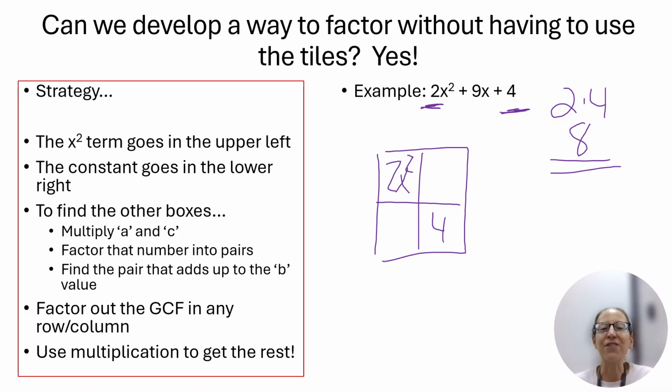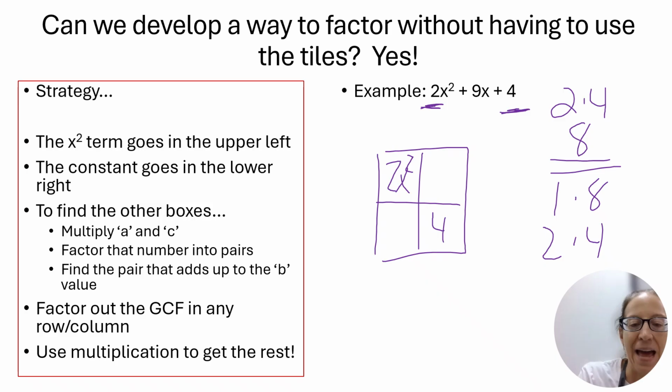Now, we're going to factor that number into the factor pairs. So I'm going to take the 8, and I'm going to break that up into factor pairs. So for factor pairs, I have 1 times 8 and 2 times 4. Okay, that's what I've got for my factor pairs. Now what I want to look for is the pair of numbers that's going to add up to give me that 9.